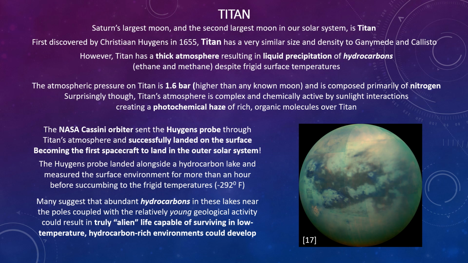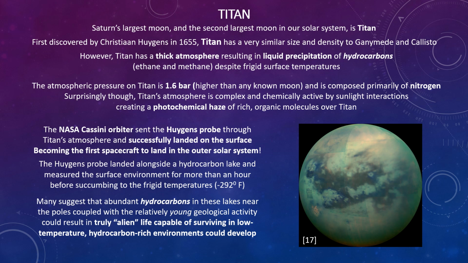Ganymede and Callisto. However, the big difference of Titan with Ganymede and Callisto is that Titan has a very thick atmosphere, which results in liquid precipitation, that is rain, of hydrocarbons, ethane and methane, despite having a very cold surface temperature. And that's because it's got this thick atmosphere.